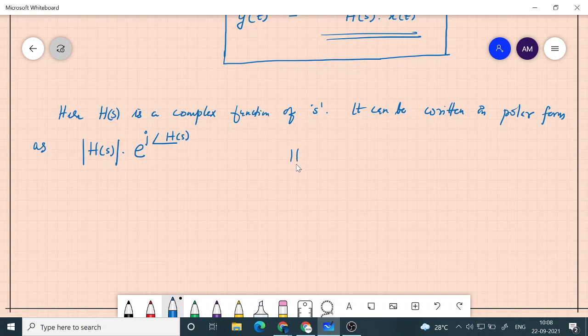Suppose H of s is like a plus jb, for a particular value of s, where s is equal to sigma plus j omega. If you write it in polar form, you are writing square root of a square plus b square as the magnitude, into e raised to j theta, where theta is tan inverse of b by a. So you can write a complex number in polar form as magnitude multiplied by exponential of the angle.